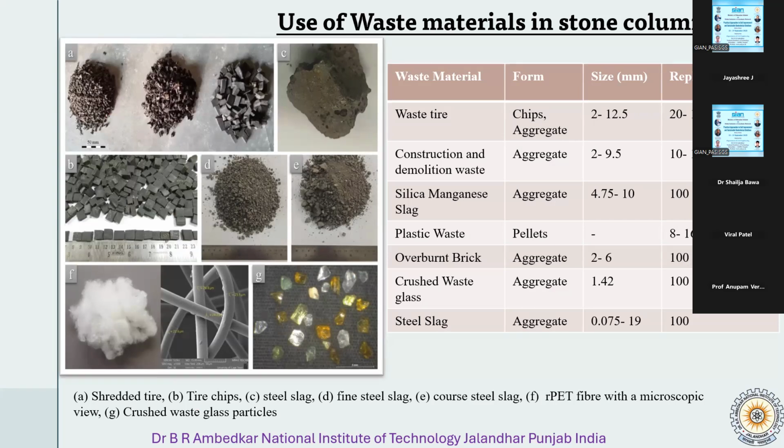So if you will see, we are using the different type of the waste materials, and we are having some main waste materials which are used in the stone columns, like the tires, construction waste, silica, manganese, slag, plastic, overburnt bricks, glass, steel slag. So lot of material that is being used nowadays.